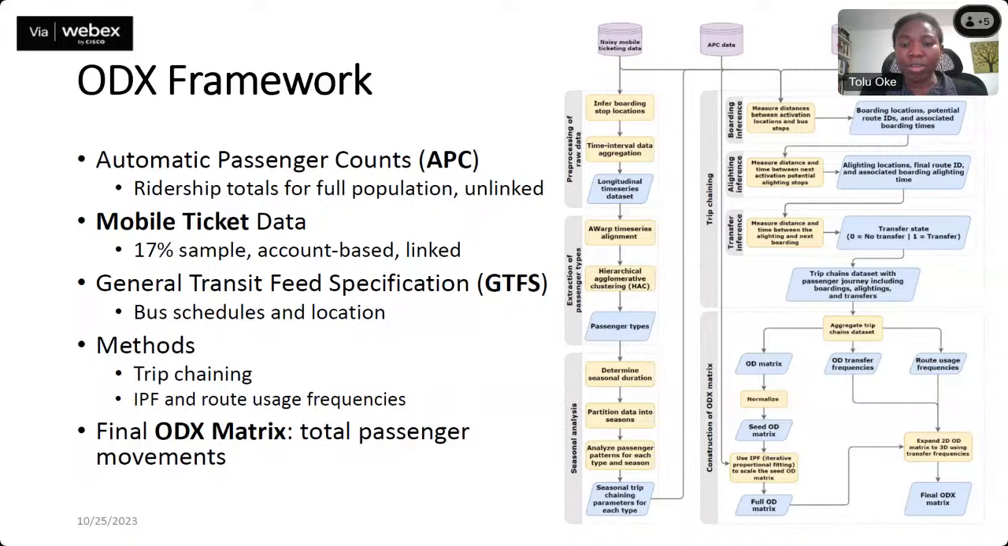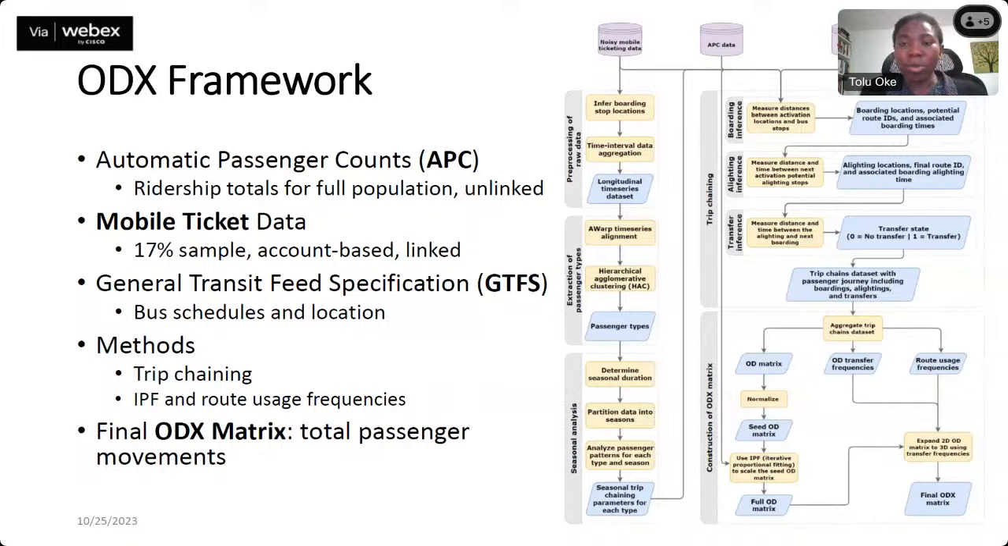And then the GTFS data, which showed us information about exactly where our buses were at each point during the day. There are a number of methods that are in the ODX model, but I'm going to highlight two here. Trip chaining, we use that to infer the boarding locations of the mobile ticket activations.